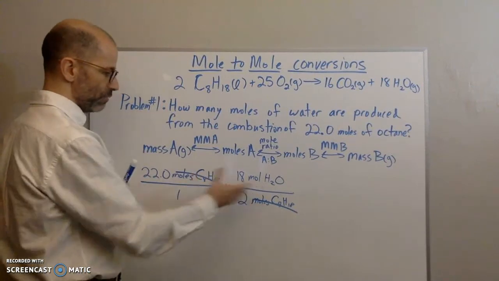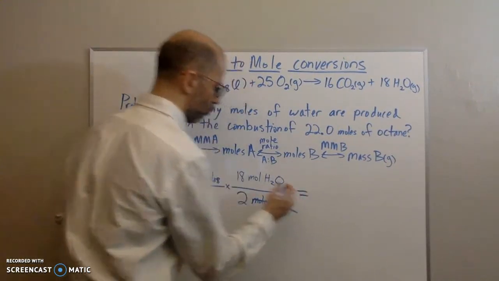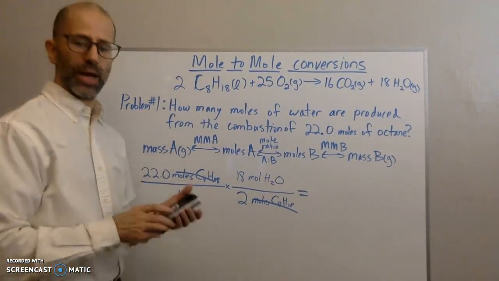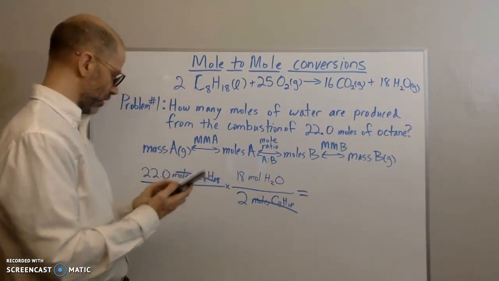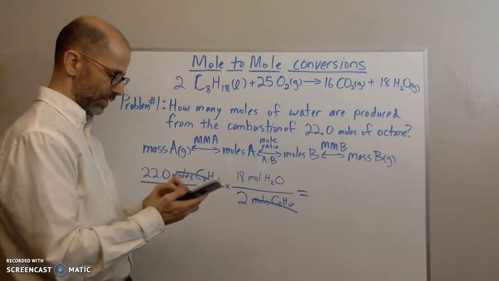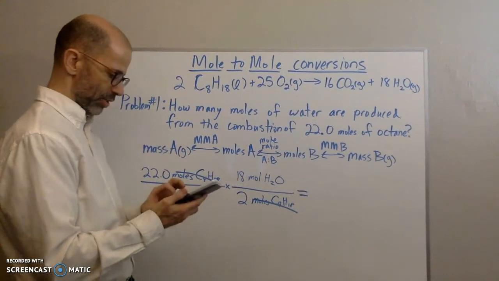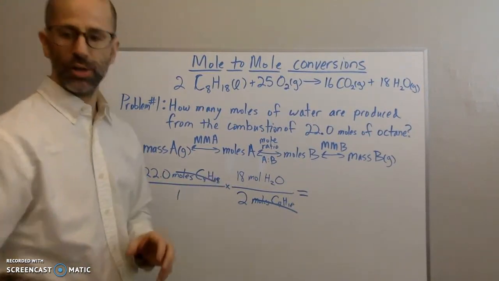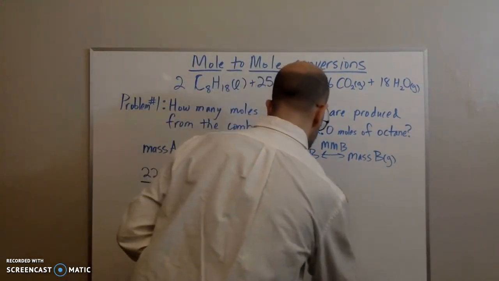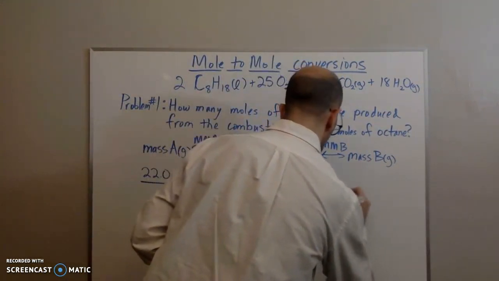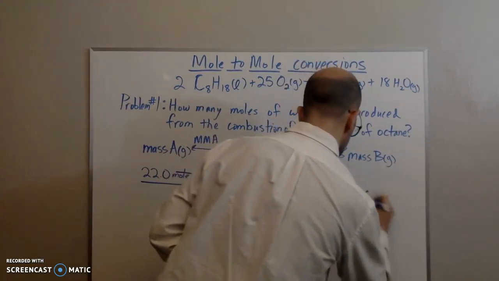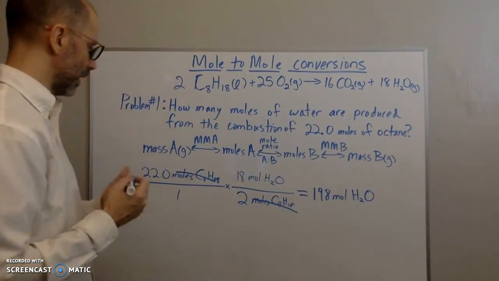So here we can figure out the moles of water. So now we have moles of water. So all we need to do is just multiply and divide. So here we take 22.0 times 18 divided by 2 equals, and we get 198. So we get 198 moles of water. Okay, so that's a lot of water.